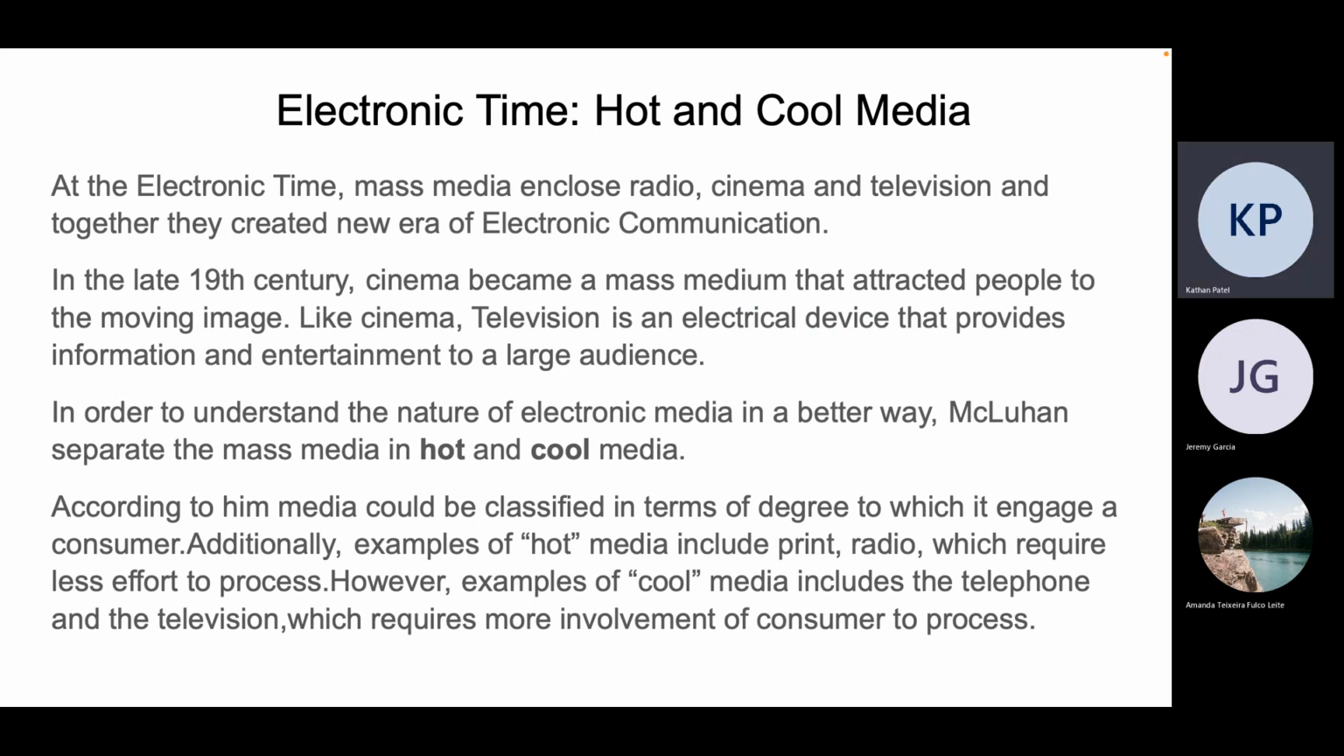Now look at hot and cool media. In the electronic age, mass media includes radio, cinema, and television, and together they created a new era of electronic communication. In the late 19th century, cinema became a mass medium that attracted people to the moving image. Like cinema, television is an electronic device that provides information and entertainment to a large audience. In order to understand the nature of electronic media in a better way, McLuhan separated the mass media into hot and cool media. Hot media includes print and radio, which require less effort to process. However, examples of cool media include telephone and television, which require more involvement of the consumer to process.